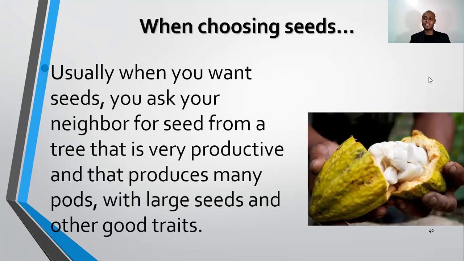But the issue here is that seeds will never produce the same characteristics as their mother. It doesn't happen like that. Genetically, seeds might not have the same qualities as the mother tree. But if you use grafting, then you can maintain the same qualities that are found in the mother tree.